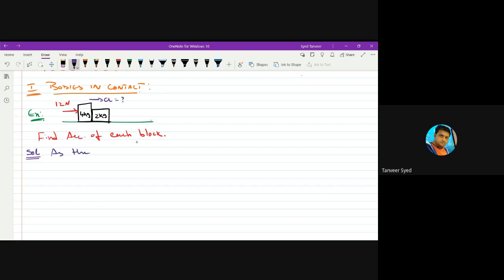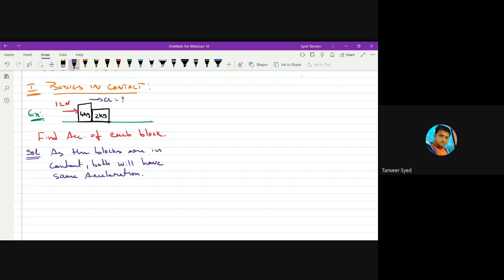As the blocks are in contact, both will have the same acceleration. That is the basic one. Okay, now how much is that acceleration?